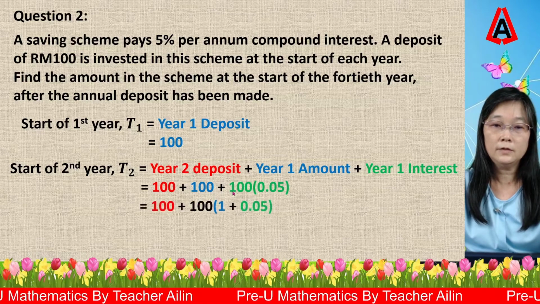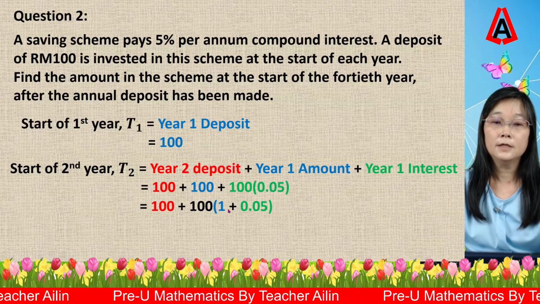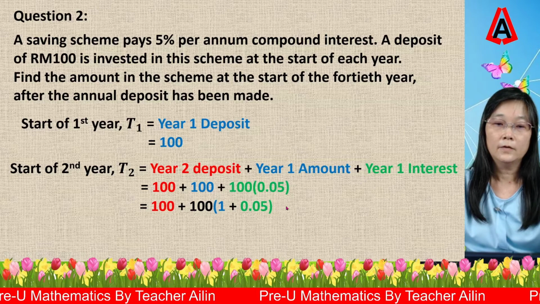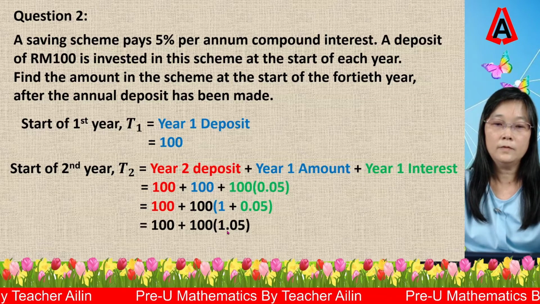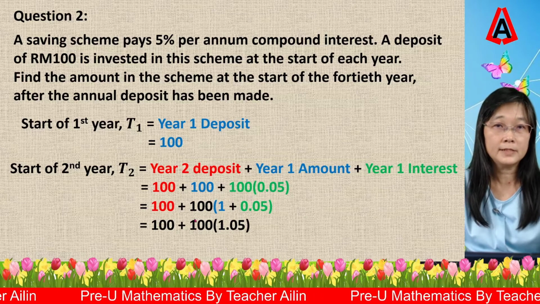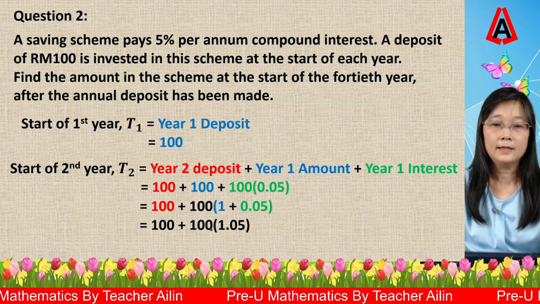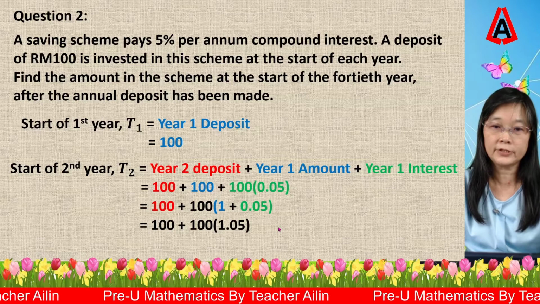So when doing factorization, we take out the 100. Here we have 1. Here we have 0.05. Then after that, we get 1.05. So this total amount is the total investment during the second year, and this money will be carried forward to year 3.